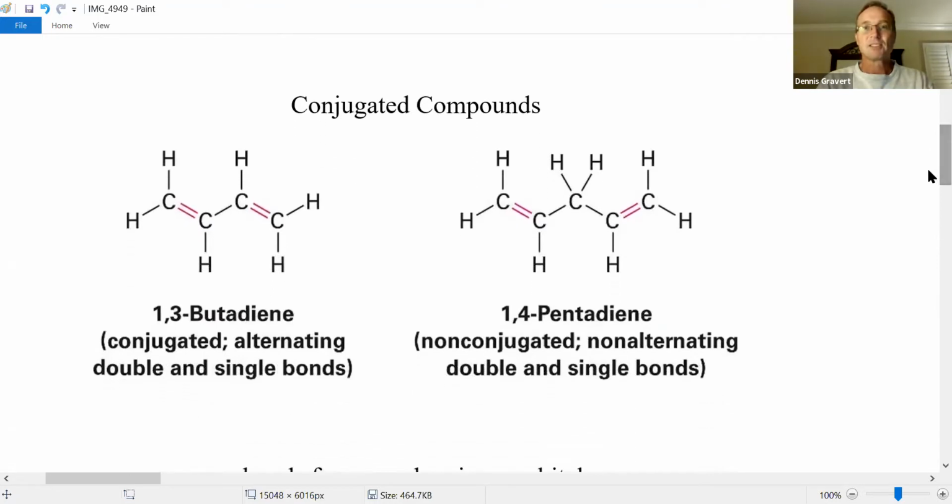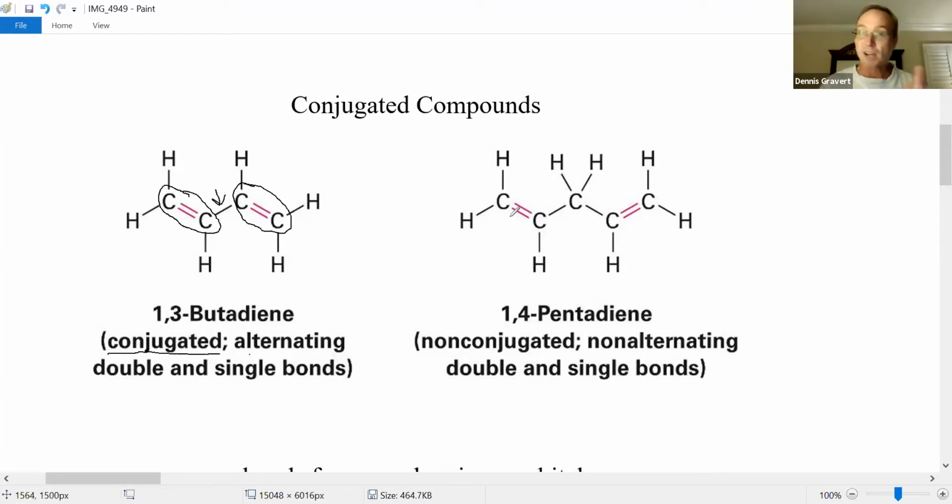Okay, let's look at one of the simpler cases and just clarify what we're talking about. We've got an alkene here, and then a single bond, and another alkene. So it's alternating double, single, double. Alternating double and single bonds, that's one way of seeing that the system is conjugated. These pi bonds are kind of connected together.